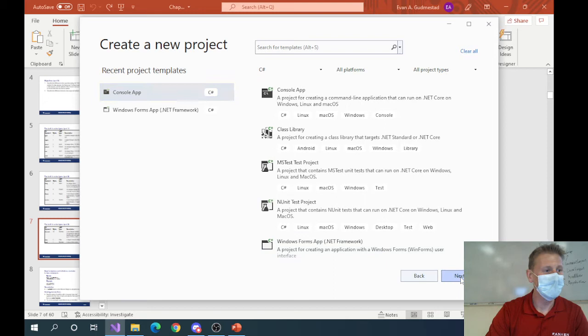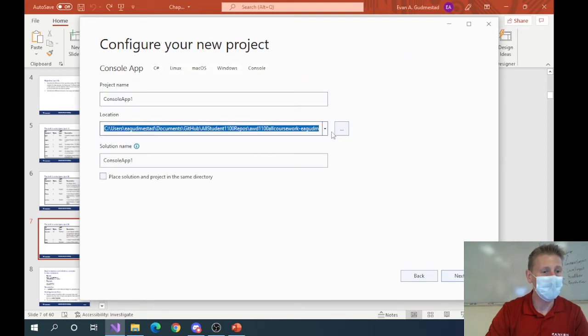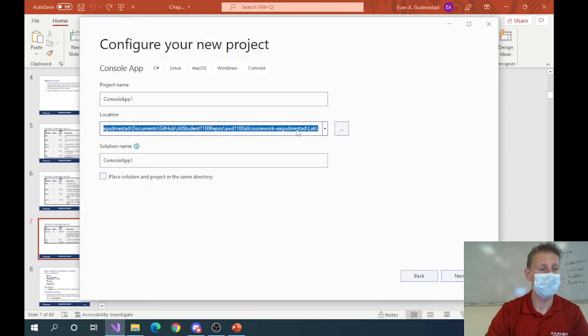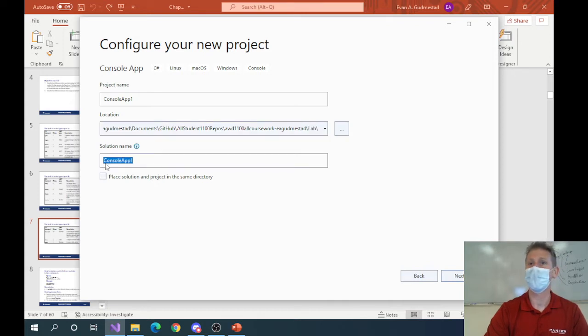I'm just going to do a console app, not that it matters. Remember here, what do we select? Not the chapter, the lab folder. We select the lab folder, so this is the parent folder. The solution name is the lab. Now what is the lab? This is chapter 4, so CH04.